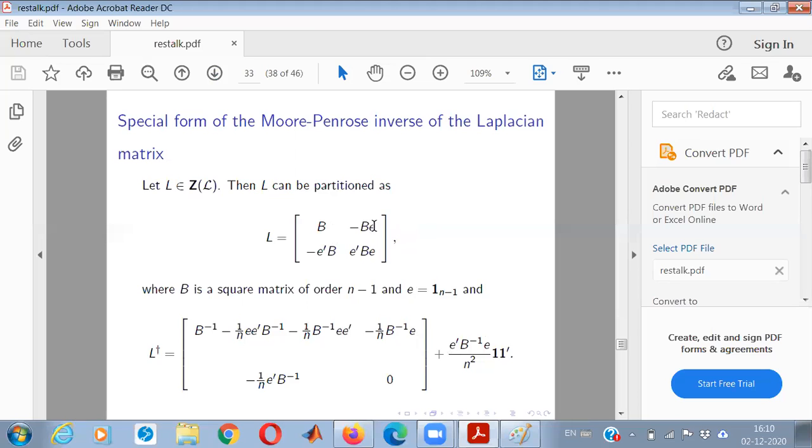It is of order n minus 1. Okay, so this will be minus BE because the row sums are 0. This will be minus E transpose B. And this will be E transpose BE because it is rank n minus 1. Then there is a formula for the Moore-Penrose inverse. So this is the formula.